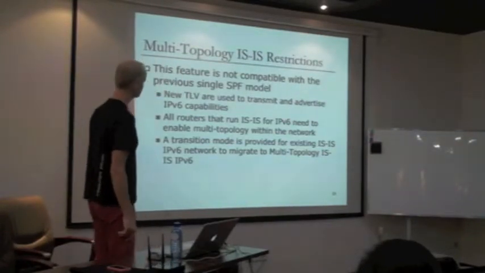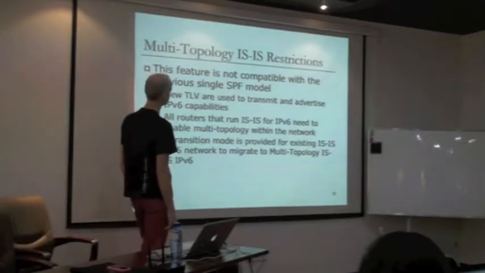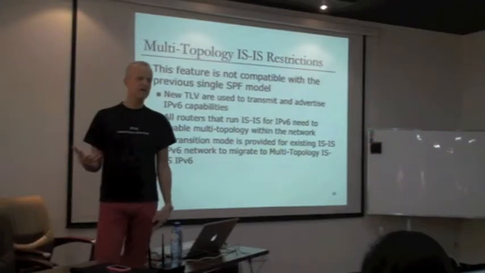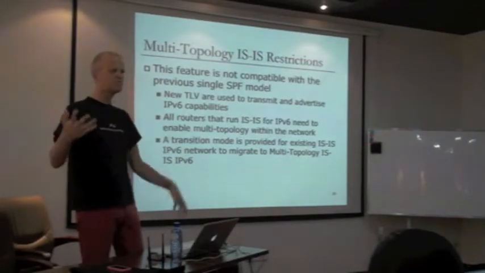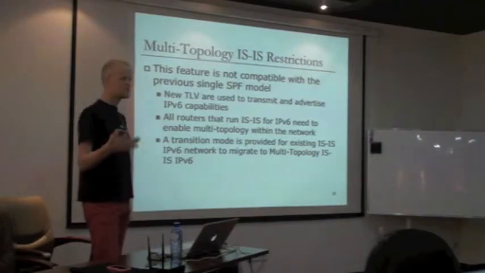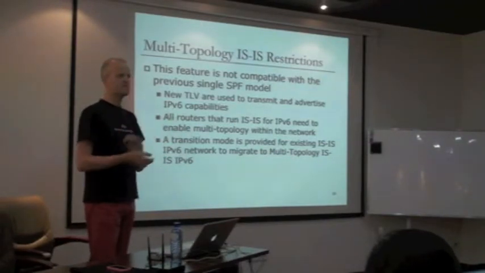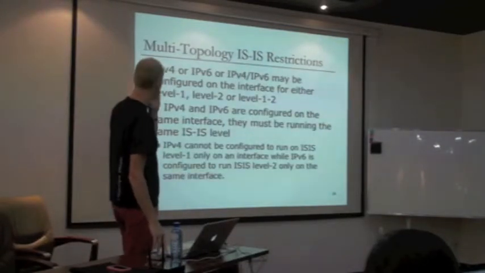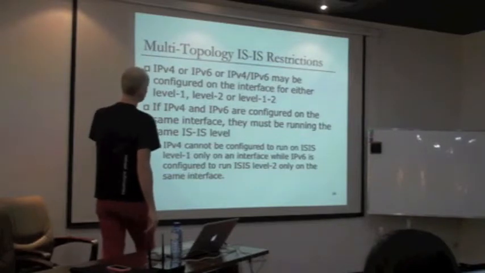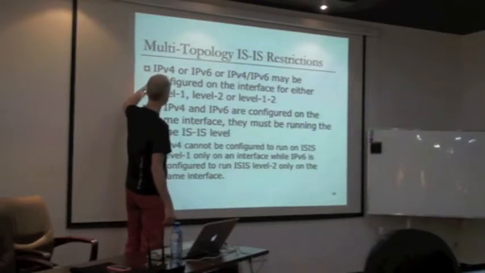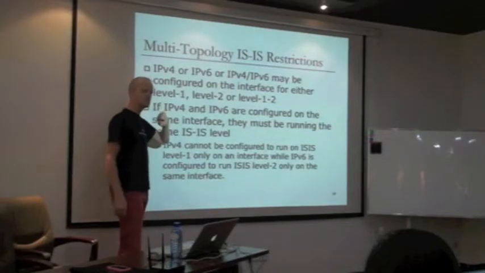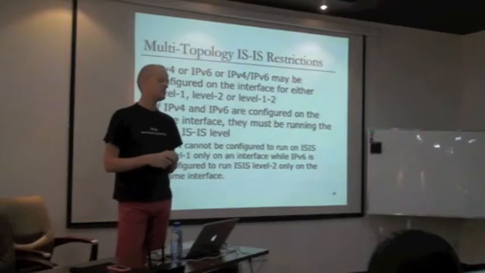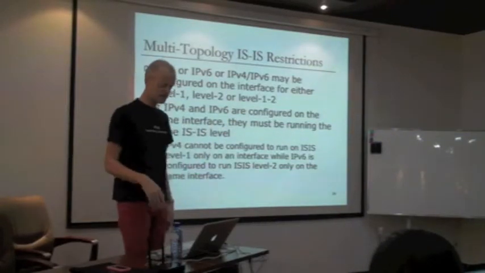There are restrictions. It's not compatible with the previous single SPF model. So that's why, again, we've got to be careful. You can't run single topology in some places and multi-topology in others. If you run multi-topology, everything must be multi-topology. It could be v4 or v6 or v4 and v6 configured on the interfaces. So what you generally do when you want to deploy v6 is you first go around all the routers, make them multi-topology, and then you start introducing IPv6.